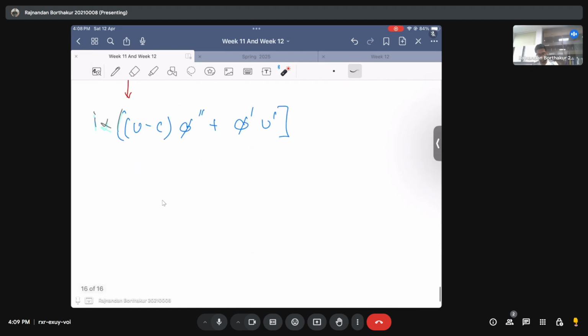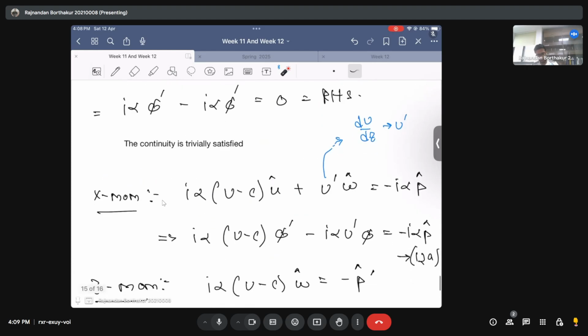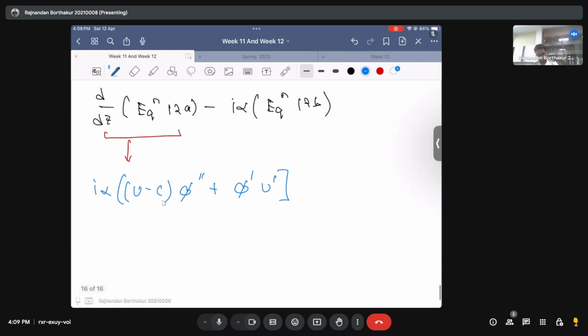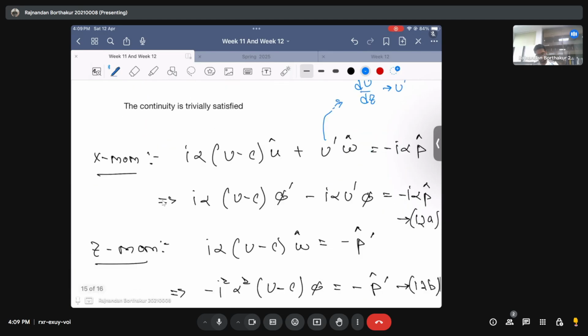If you do this, you'll just get this blue term first, and then of course there is the other term, which is this. And also you need to apply the product rule here. So for the next term, you'll get i alpha times u double prime phi plus u prime phi prime, something like this. Why? Because just use the product rule for this. You'll get u double prime phi plus u prime phi prime.